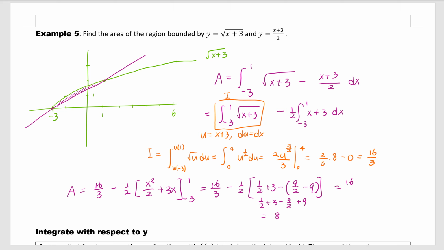So this is 16 over 3 minus 4. Well, with a common denominator, 4 times 3 is 12, so 16 over 3 minus 12 over 3. So the area is 4 over 3.